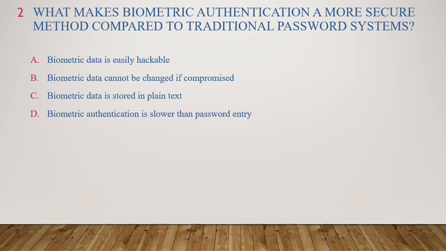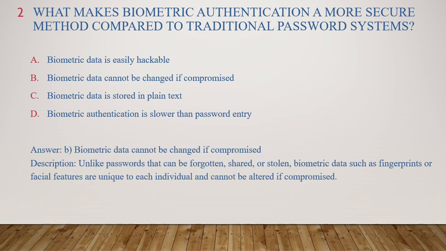Question number 2. What makes biometric authentication a more secure method compared to traditional password systems? A. Biometric data is easily hackable. B. Biometric data cannot be changed if compromised. C. Biometric data is stored in plain text. The correct answer is B. Biometric data cannot be changed if compromised.